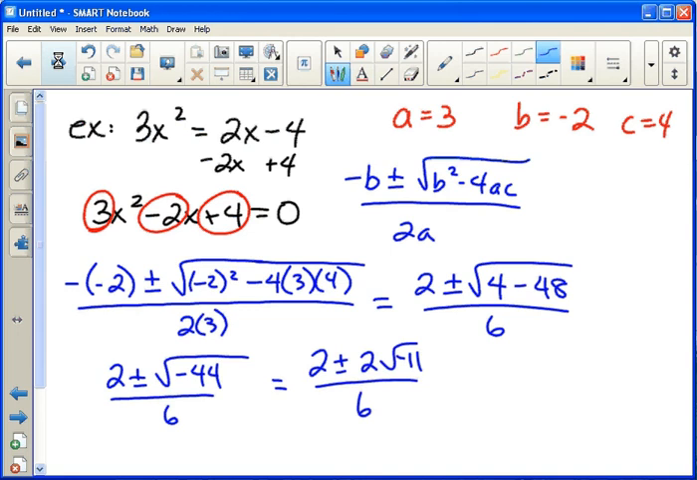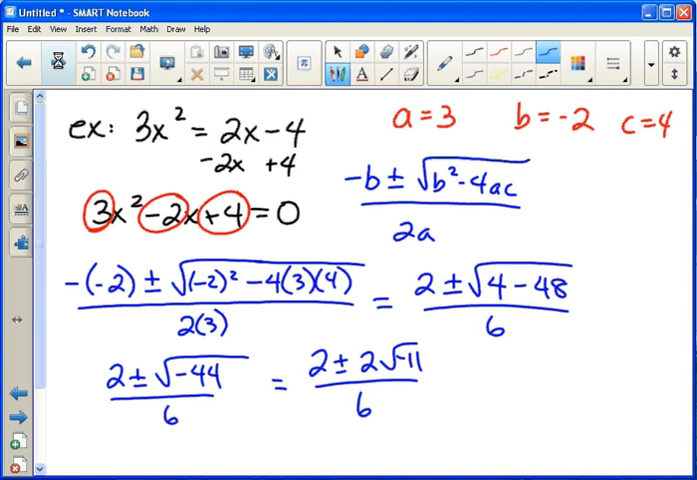Technically, we cannot take the square root of a negative number. That's called imaginary numbers when you take the square root of negatives, because there's no real number that can do that. So we're getting imaginary answers here. And that's fine. You get imaginary answers sometimes.